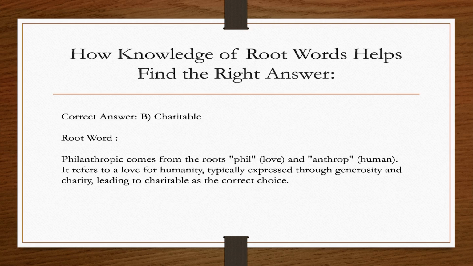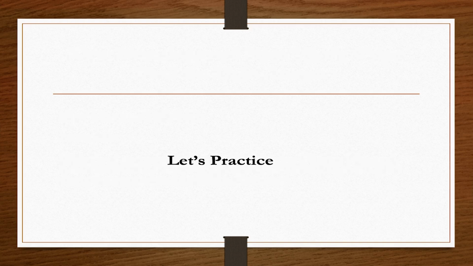Let's see the root word. Philanthropic comes from the roots phil, that is love, and anthrop, that is human. It refers to a love for humanity, typically expressed through generosity and charity, leading to charitable as the correct choice. So phil means love, anthrop is human, so love for humanity. A person who does a lot of charity is a philanthropic person. So the correct answer here is charitable.